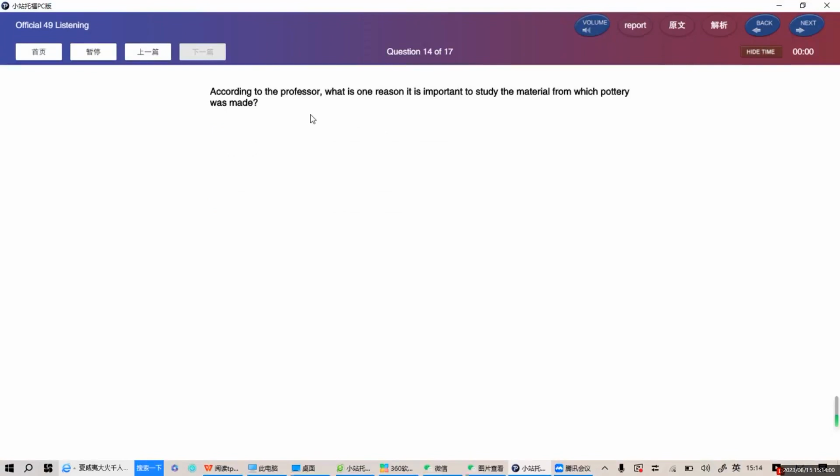According to the professor, what is one reason it is important to study the material from which pottery was made?